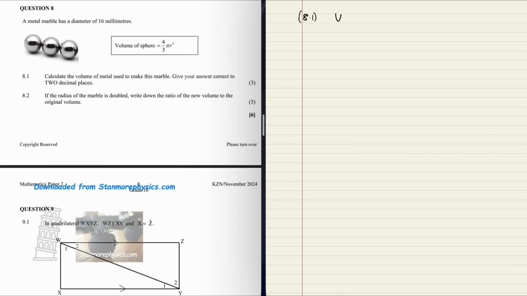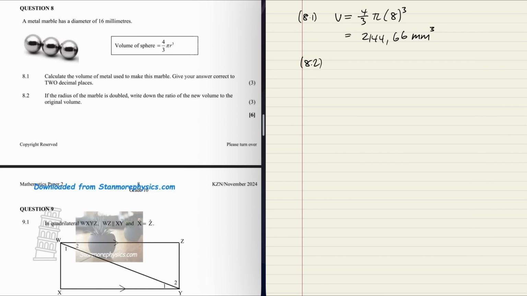So the volume is equal to 4 over 3 pi, and they give us the diameter. If the diameter is 16, it means the radius is going to be half of that. The radius is going to be 8. So 8 to the power of 3. And to 2 decimal places, the answer is going to be 2144,66. And that's millimeters cubed since it's volume.